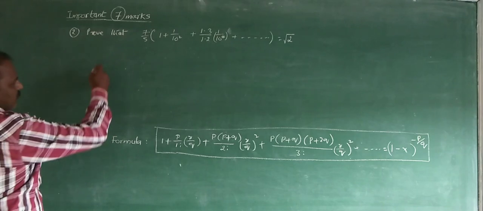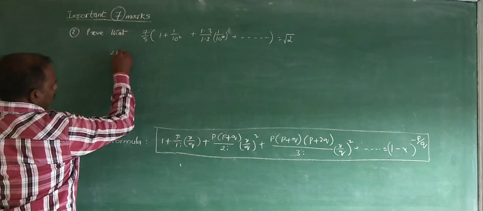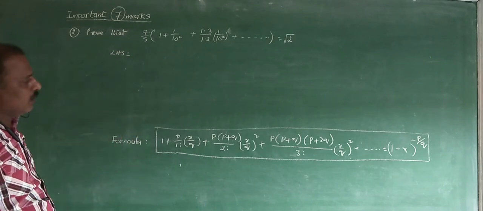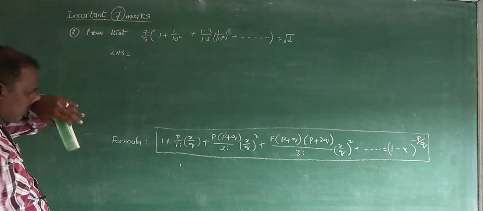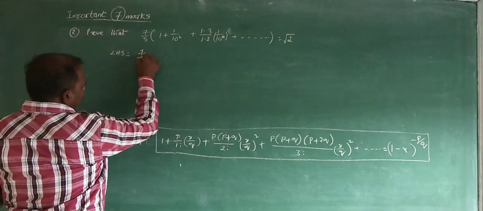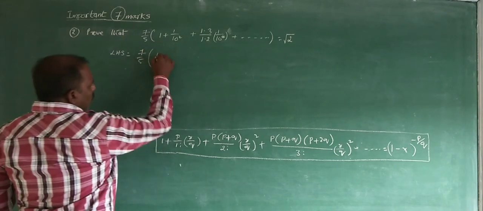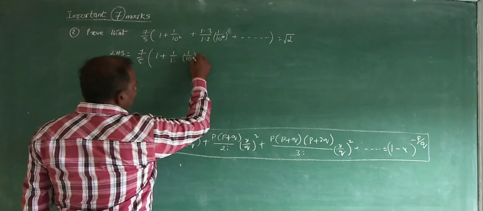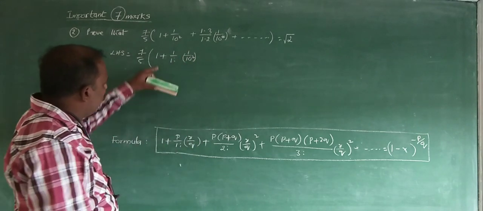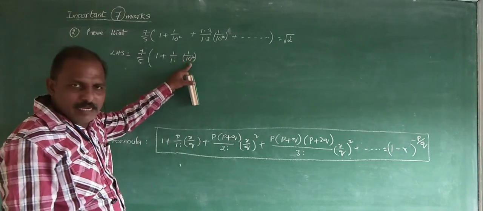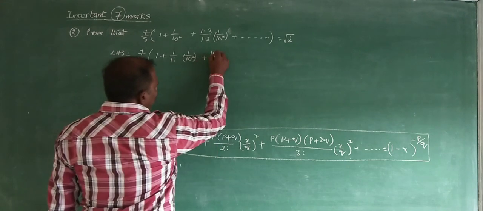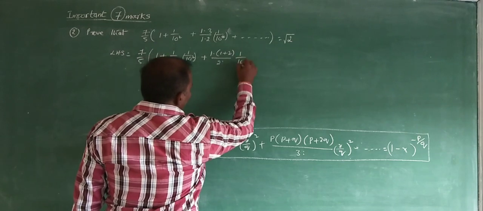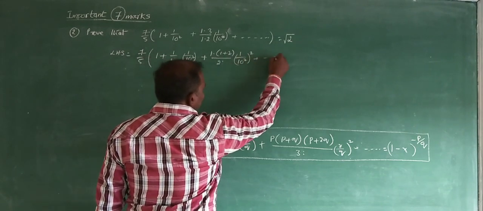Just take the LHS. Write the formula and then take the LHS. Then we can compare with the formula. You can write in the value of p. What is 7 by 5 here? Write 7 by 5 as it is. 1 plus 1 by 1 factorial into (1 by 10) whole square, 1 plus 3 by 1 factorial into x, and then p into p plus q by 2 factorial into x square plus 1.